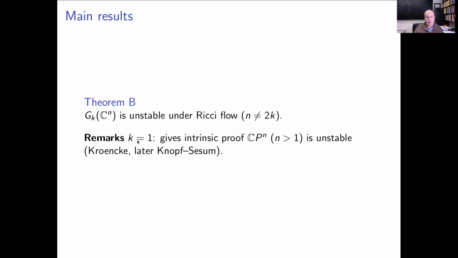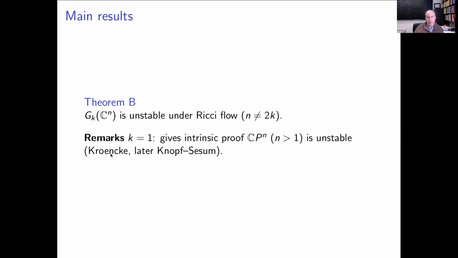Sort of to put this in context, if you take K to be 1, then the Grassmannian of 1-planes in C^n is CP^n. And this proves that CP^n is unstable when n has to be bigger than 1 for this to work, because CP^1 corresponds to the 2-sphere, which is stable. And I'll explain a little bit about those numerics in the second talk. This is a result of Kröncke, and later there were contributions by Knopf and Šešum, who gave an exposition of his ideas.